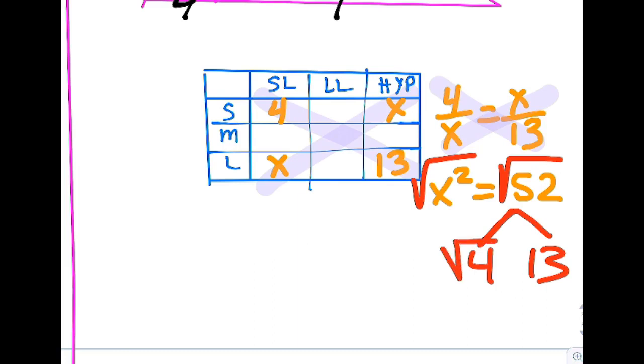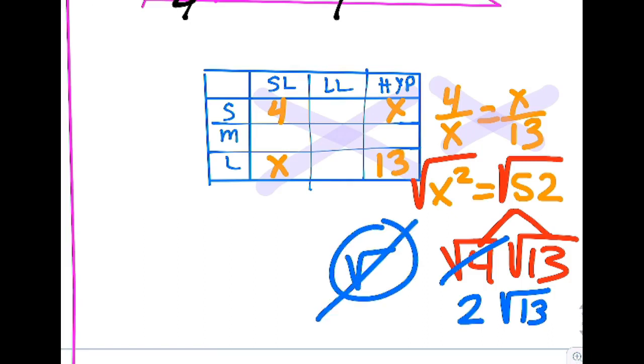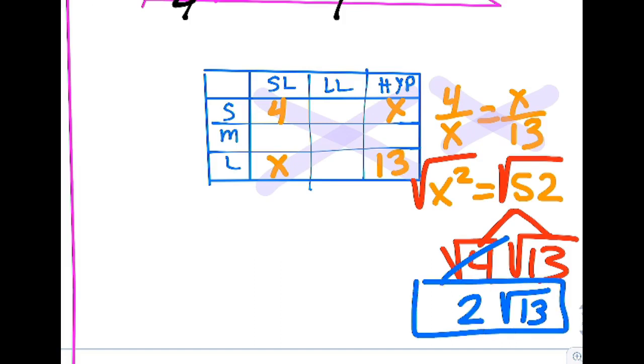It's radical 4 times radical 13, because then you know that the square root of 4 is 2, and that one stays the same. Otherwise, people are unsure when you have the radical and when you get rid of it. So the final answer is 2 radical 13.